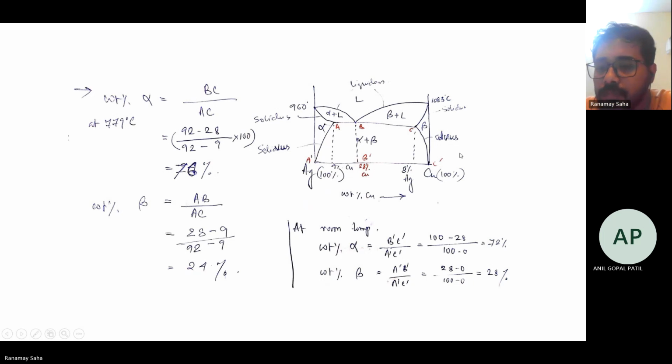So in that case, BC dash: copper is at 100% at room temperature, minus 28% at the solidification temperature, and then divided by A dash C dash. So both A is at 100%, okay, and silver is at zero, right? C dash. Similarly, you can find the weight percent of beta. It comes out to 28%. It was already given. So that way you can solve this question.